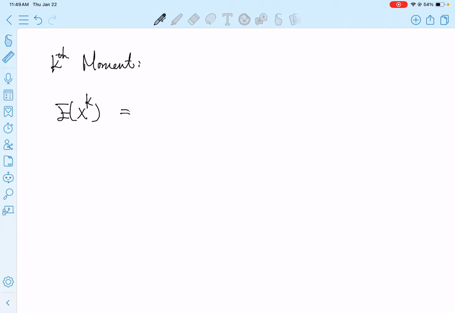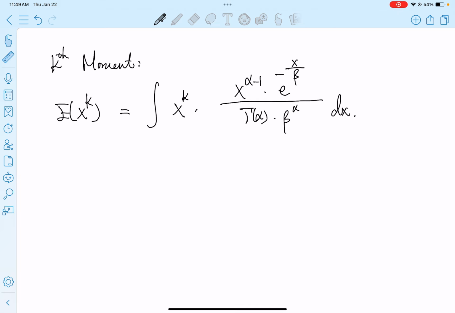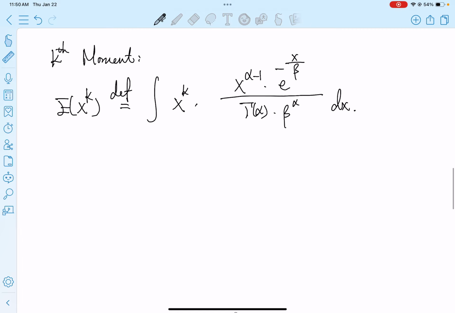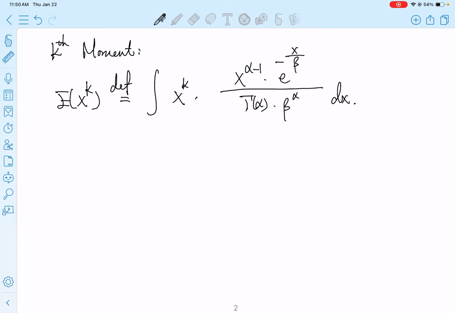Using the definition of the expectation, this is x raised to the power of k multiplied by the probability density function of the gamma distribution. Let's plug in the density function that we have on the top: e raised to negative x over beta, x to the alpha minus 1, over the gamma function of alpha times beta raised to the power of alpha, dx. This is just the definition of the expected value. When you have the first moment, you plug in x. When you have the second moment, you plug in x raised to the power of 2. But here we calculate the kth moment, so x raised to the power of k.